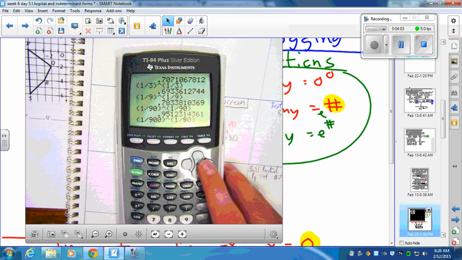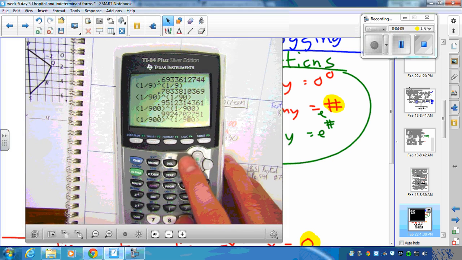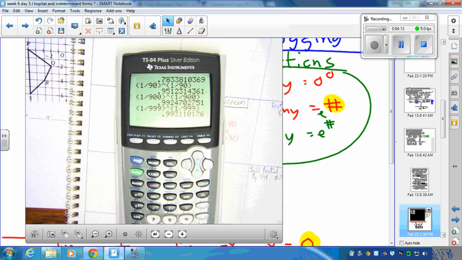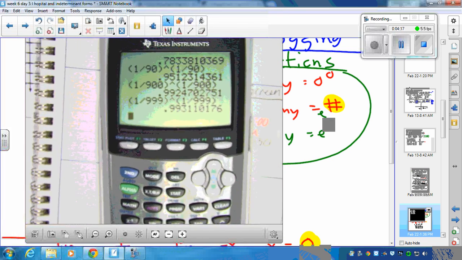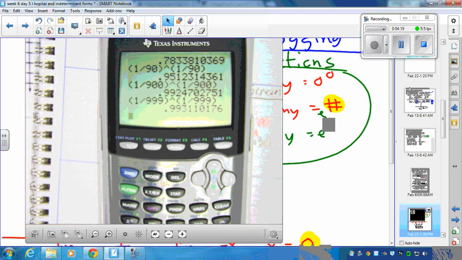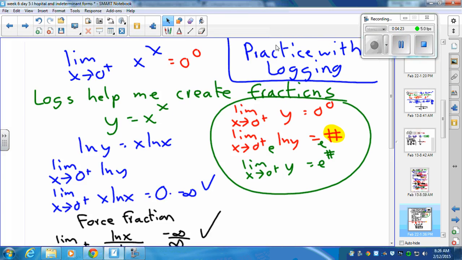1 over 900 to the 1 over 900, 0.999. I think you get it. Let's just make it a 99. 99. And it's getting closer and closer to 1, like we predicted. Okay. All right, so that was another practice of logging.